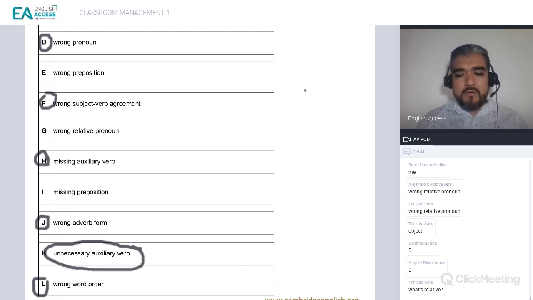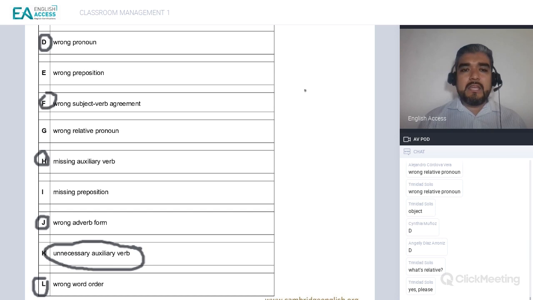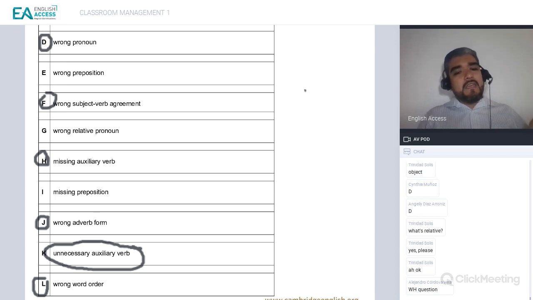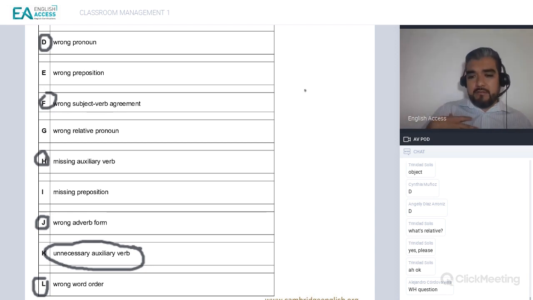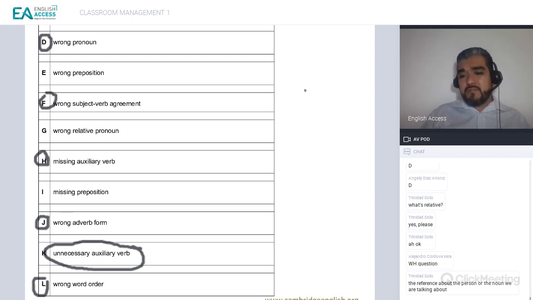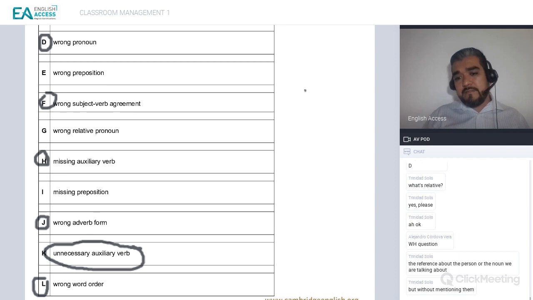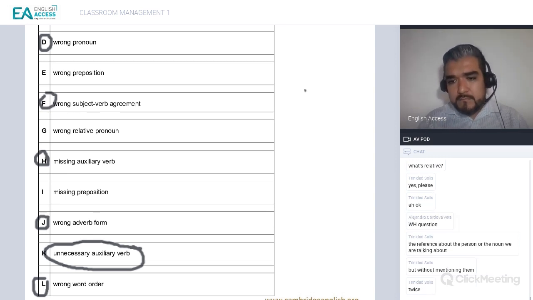What's relative? You mean what are the relative pronouns, right? The relative pronouns are the ones that we use when we say, for example, hey, that is the school where I study. Or when you say, he is the person whose daughter is in my classroom, right? And when you say, that is what I am talking about. Some of them are WH questions, but also can be these, that, these, those also. Relative adjectives too. The reference about a person or a noun we are talking about.